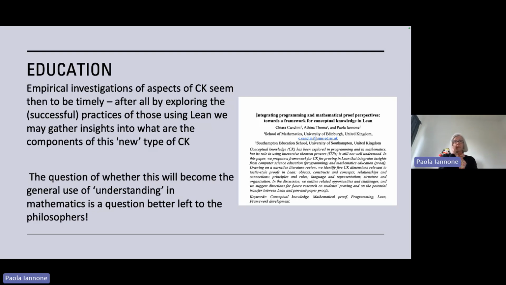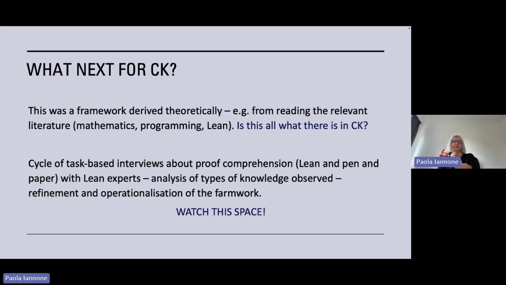For this reason, we thought that thinking about conceptual knowledge seems timely, because something is happening to the study of mathematics. Whether being able to use an interactive theorem prover and doing mathematics will become the understanding in mathematics is a question I would better leave to philosophers. We usually don't answer philosophical questions; what we do is collect more data. So what are we doing next for conceptual knowledge?